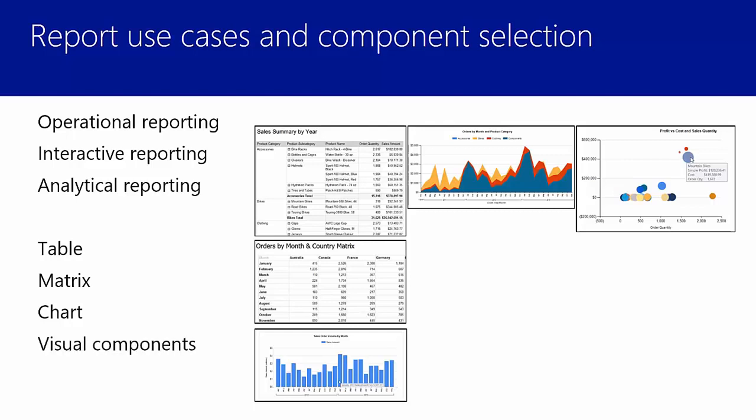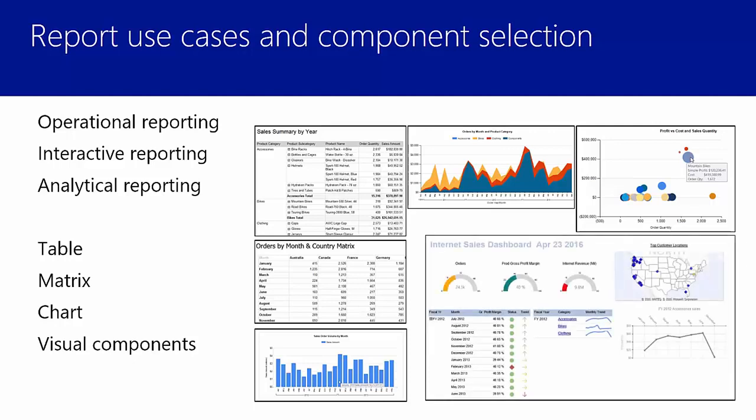A number of visual components can be used to assemble dashboard and scorecard style reports. And this is an example of a report that has gauges. It has a table with integrated KPI indicators, also has a table with spark lines. It has a map and it has a chart.